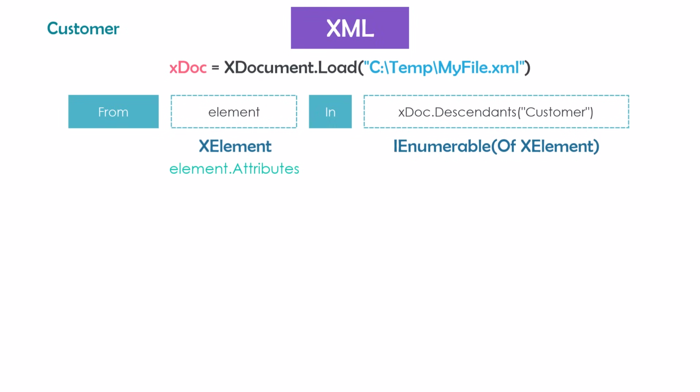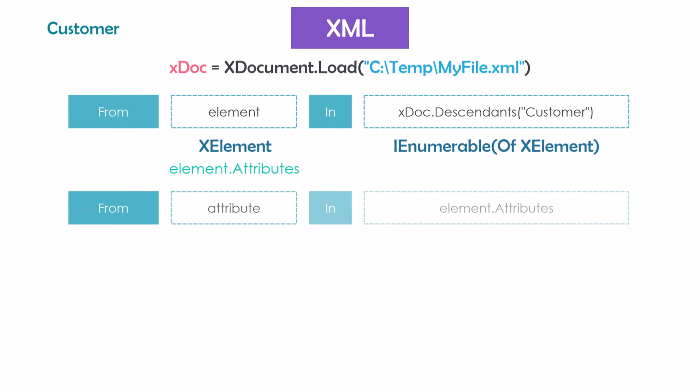Assume I want to query the attributes of each customer element inside the document. This means, that I want to add a subquery to iterate the attributes of each customer element. I can do that using a second from clause in this way. The data source of this statement is of type IEnumerable of XAttribute. And the range variable is of type XAttribute.